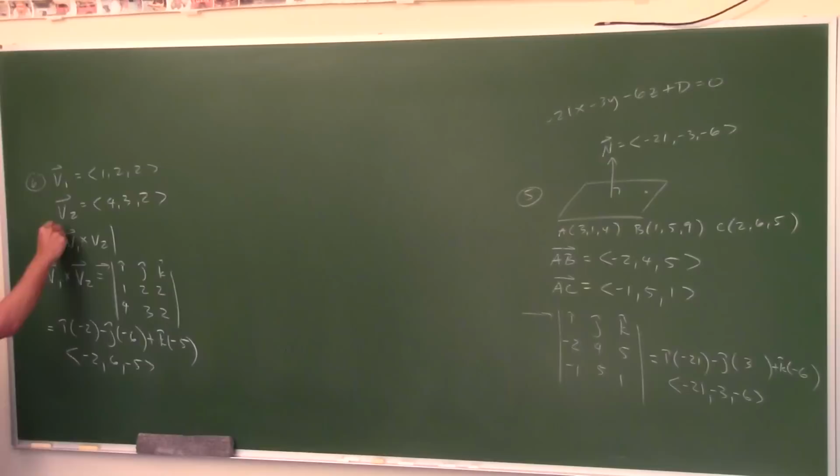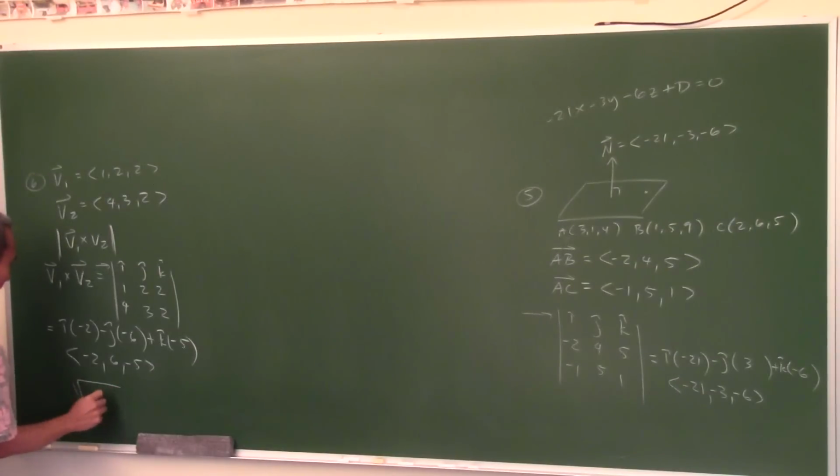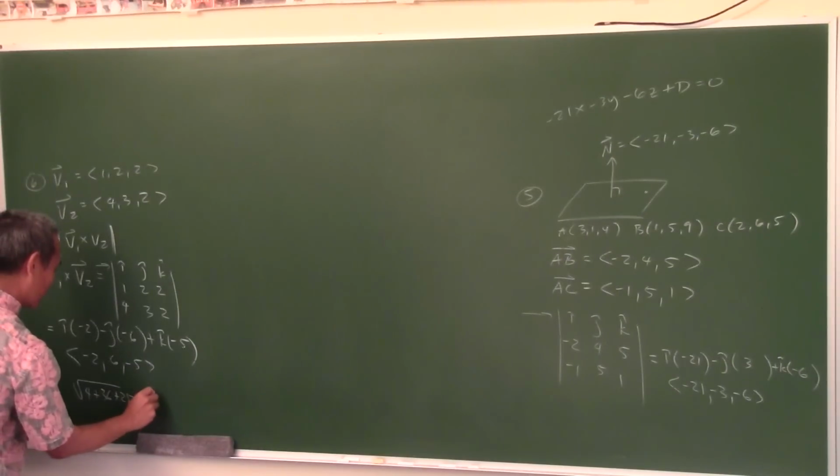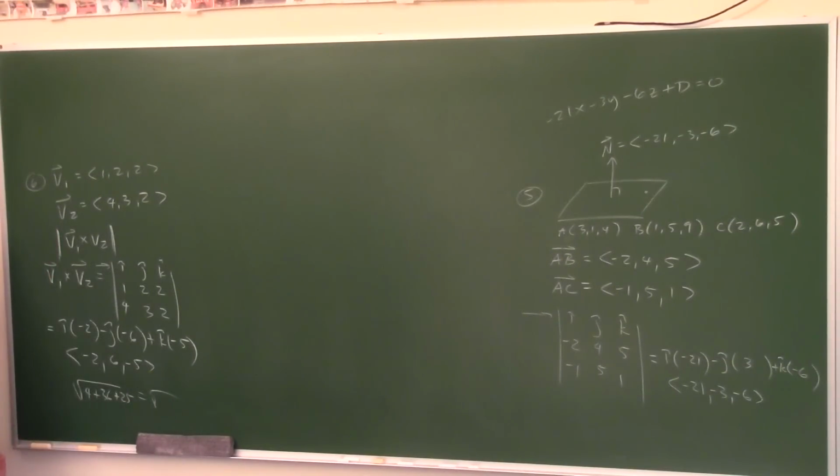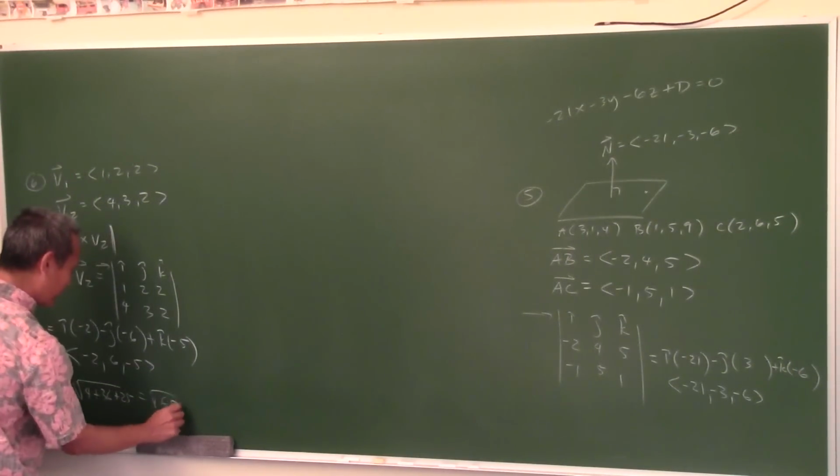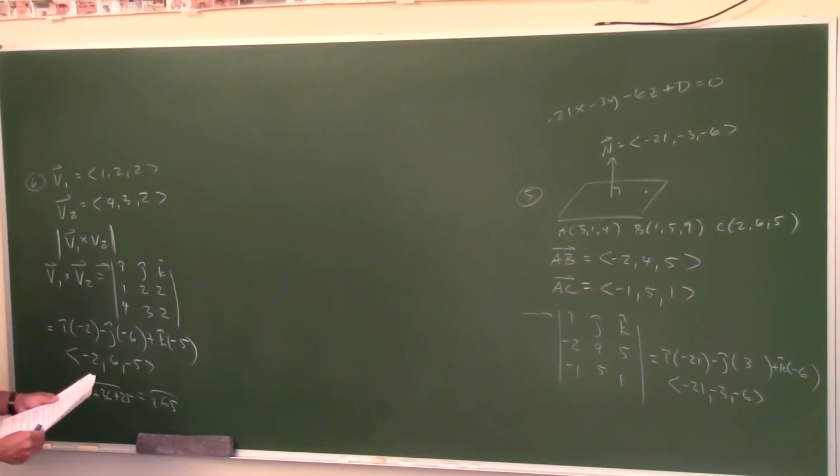But then it says to find the length of it. How do you find the length of a three-dimensional vector? It's the square root of this squared plus that squared plus that squared. So what does that come out to? That comes out to root 65. And there you go. The bars mean the magnitude of the vector.